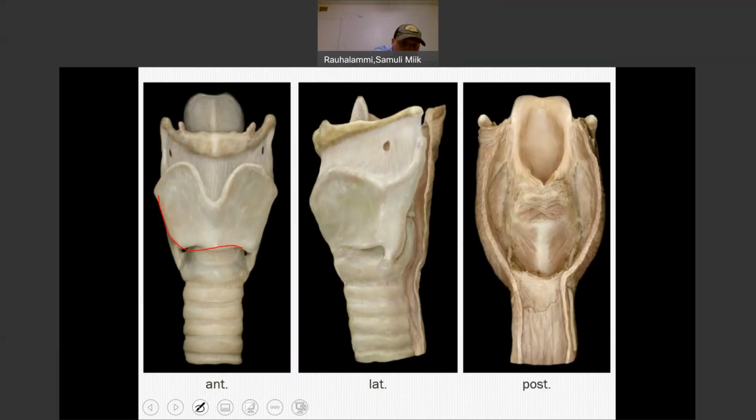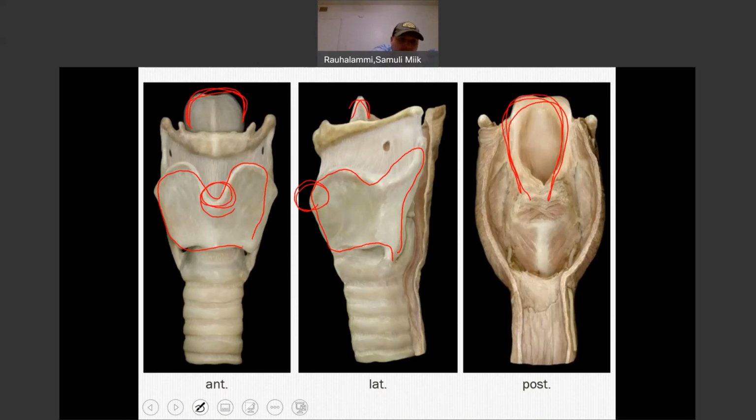So we see our thyroid cartilage nicely from the front, anterior view. From the lateral view, we see the laryngeal prominence, our Adam's apple, quite nicely pointing out. We can see our epiglottis peeking out from there. And also when looking from the back, posterior side, that big flap-like structure, the epiglottis.